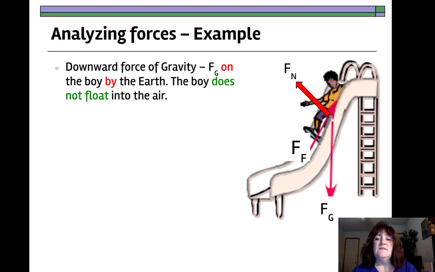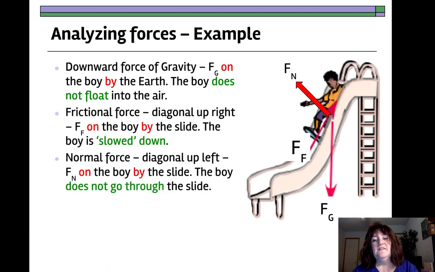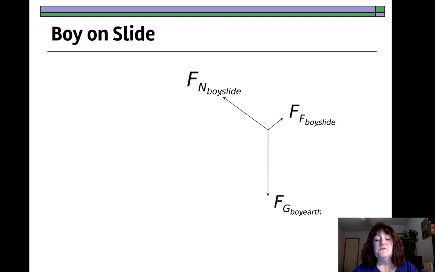If you had the boy on the slide, you would have the force of gravity going down, force of normal going perpendicular to the surface, and the force of friction going up the slide. Believe it or not, the boy doesn't float, so there is a little bit of friction between his jeans or his shorts and the slide. So we would draw this force diagram to be the force of normal on the boy by the slide, the force of friction on the boy by the slide, and the force of gravity on the boy by the earth.